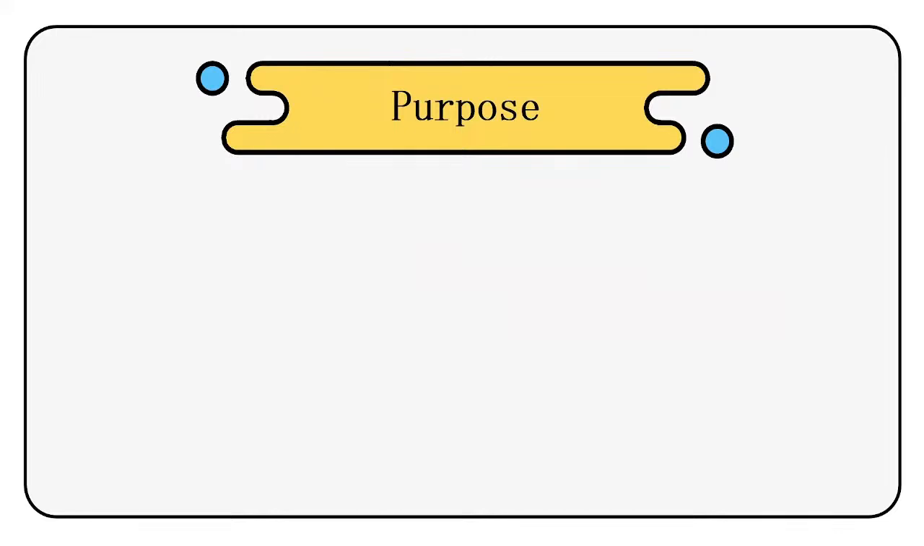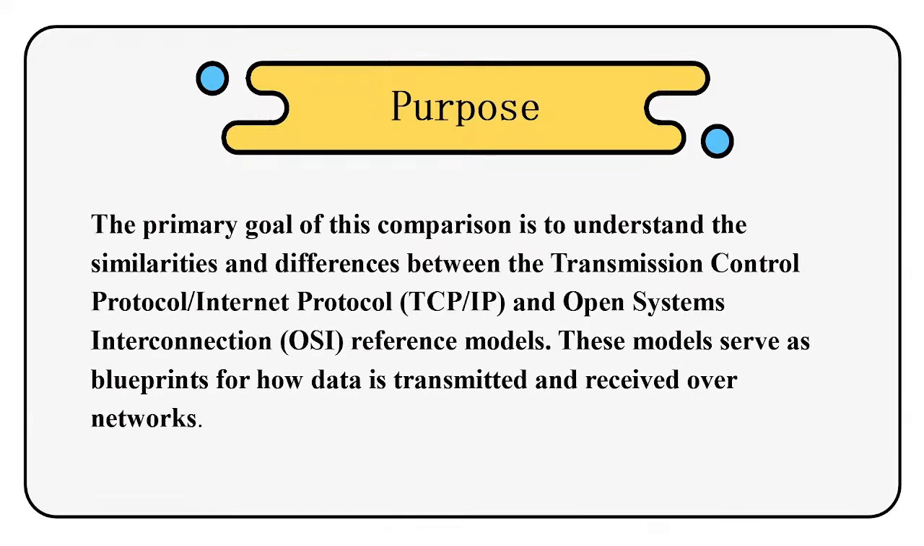When we talk about it, what is the purpose? Simply, the primary goal of this comparison is to understand the similarities and differences between TCP/IP, that is the Transmission Control Protocol and Internet Protocol, and OSI, that is simply the Open System Interconnection reference model. So these models serve as a blueprint for how the data is transmitted and received over the network.